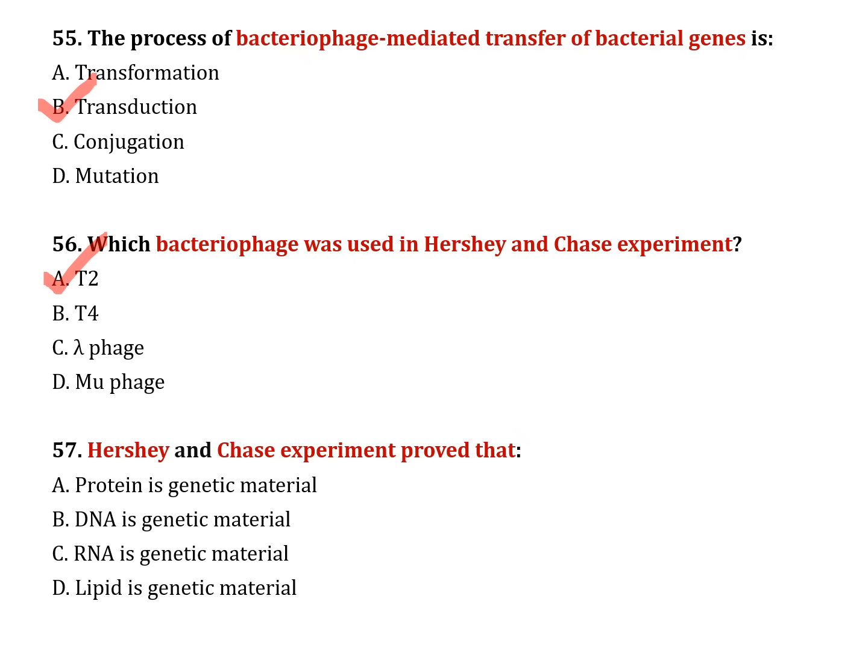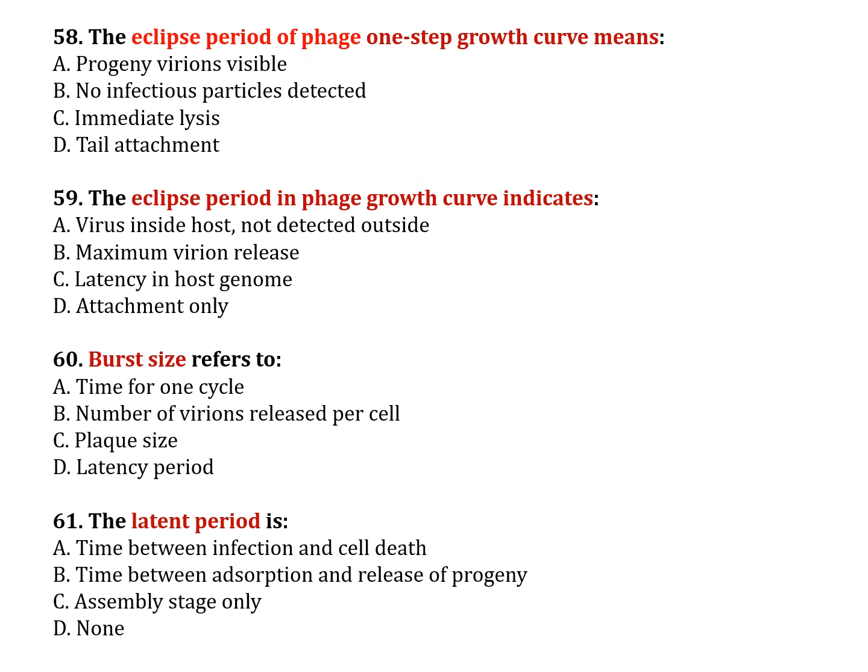Hershey and Chase experiment proved that option A protein is genetic material, option B DNA is genetic material, option C RNA is genetic material, option D lipid is genetic material. Correct answer is option B DNA is genetic material. The next question, number 58.